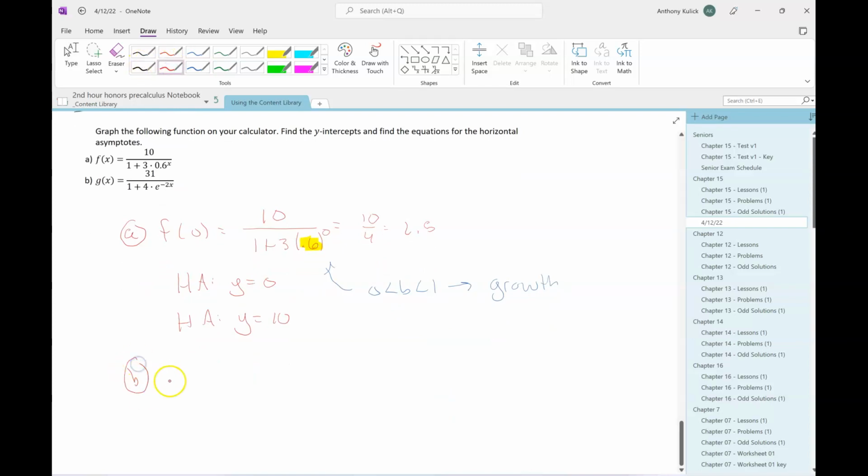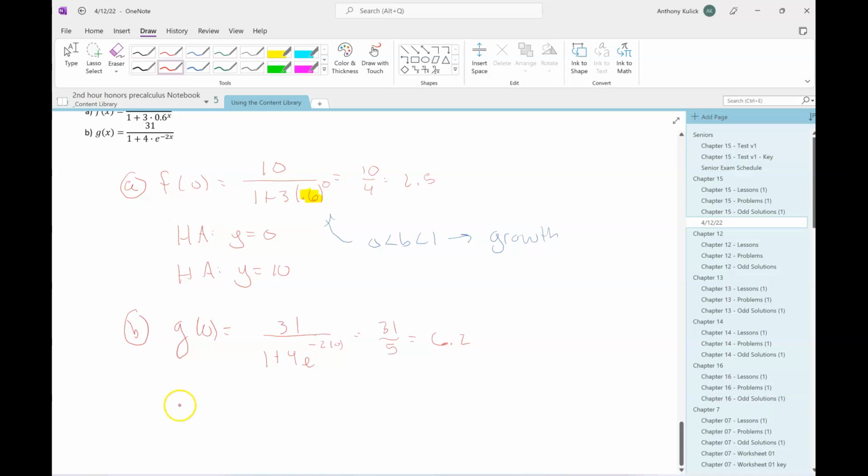Okay. So if we do the same thing for b then, g of 0 gives us 31 over 1 plus 4 times e to the negative 2 times 0. Negative 2 times 0 is 0. E to the 0 is 1. 4 times 1 is 4. Plus 1 is 5. So I have 31 over 5, or 6.2. Horizontal asymptotes are always at 0 and at C.